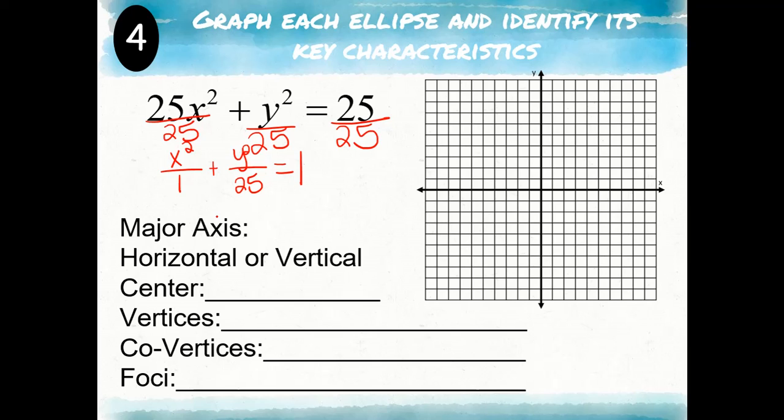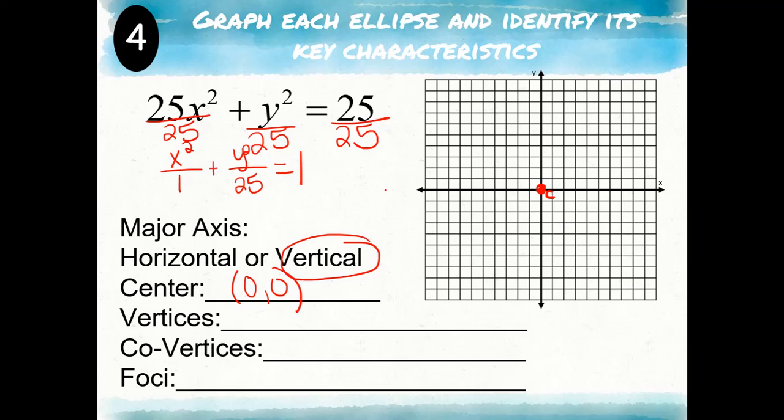So now I'm going to look at this equation. Who has more in the denominator? Y does, right? Y squared. So that means it is a vertical major axis that we have located here. Since there's nothing with the x and y, this has a center of 0, 0. We're slowly getting you guys used to finding this. So I'm going to put that dot on my graph here, and mark it with a little c. So I notate that that's the center.